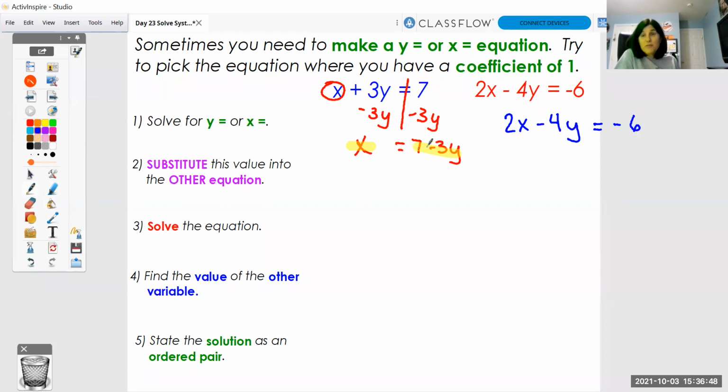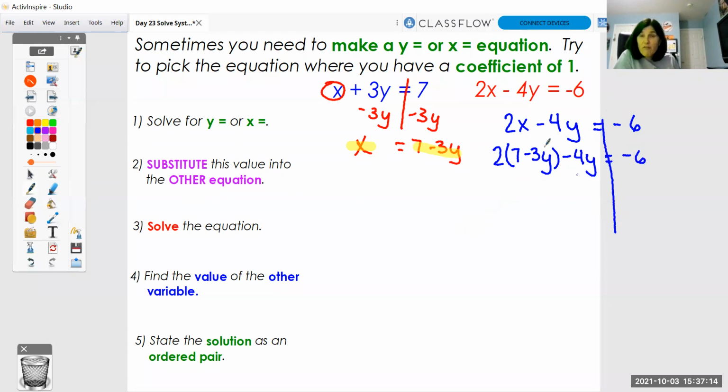So here I go. I'm going to do my substitution. Instead of x, what am I going to write? You guys know, that's right, 7 minus 3y in place of x. I'm going to use my parentheses because I have a binomial. There's a couple terms that need to make up x. And then I'm going to subtract my 4y, and that equals -6.